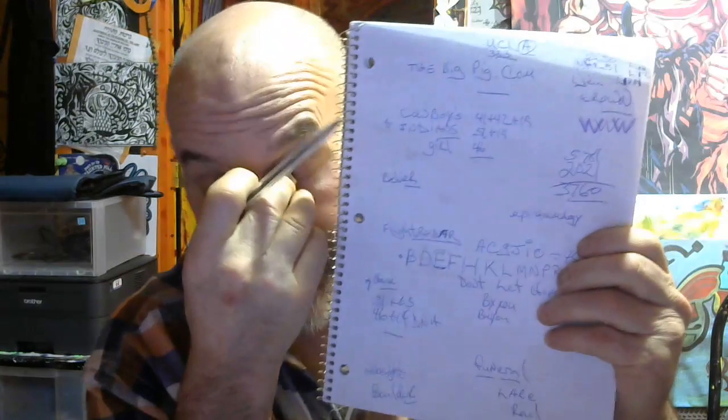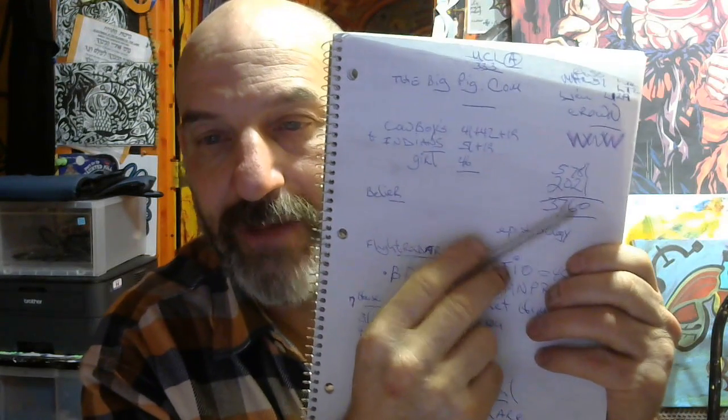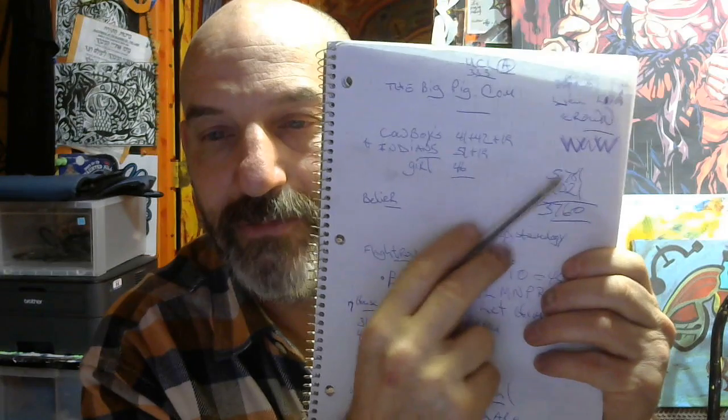2021, and 5781 equals 3760. That's about the time zero from this date. This and this make time zero.